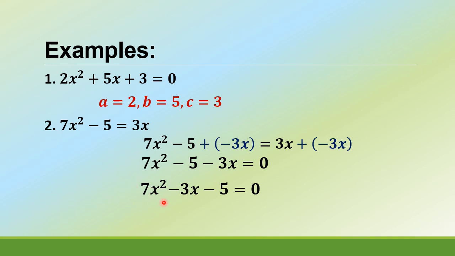So, now it is easy to identify the value of a, the value of b, and the value of c. Again, as I said, consider the sign beside it. So, here, the value of a is positive 7. The value of b, because it is minus 3x, is negative 3, and the value of c is negative 5.